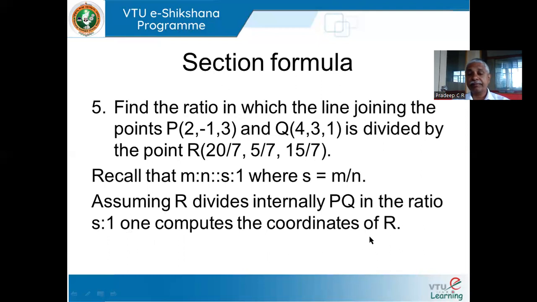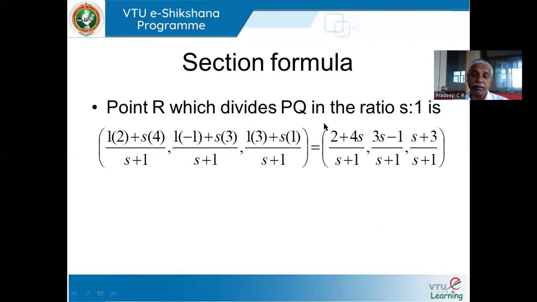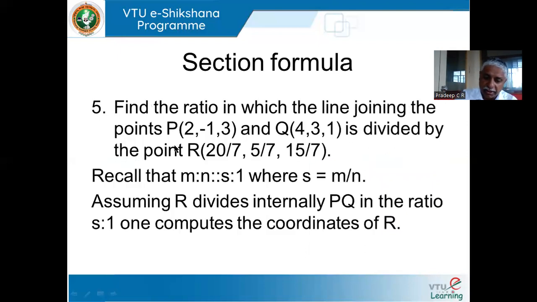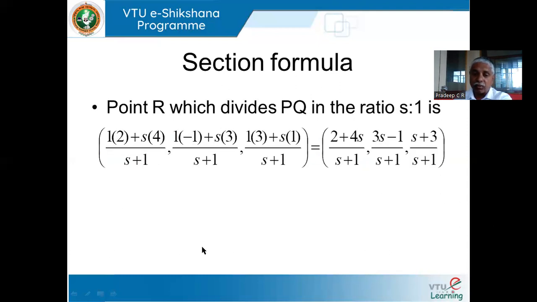So let us check. If PQ is divided in the ratio S is to 1, I know the coordinates of P, I know the coordinates of Q. So I'm making the point R divide in the ratio S is to 1. I don't know S, I'm trying to find that. In this formula, if I want to divide PQ in the ratio S is to 1, I'll say 1 into the X coordinate of P plus S into the X coordinate of Q, divided by S plus 1. And the Y coordinate similarly will be 1 into the Y coordinate of P plus S into the Y coordinate of Q, divided by S plus 1. Similarly for the Z coordinate, that's what I have done here.